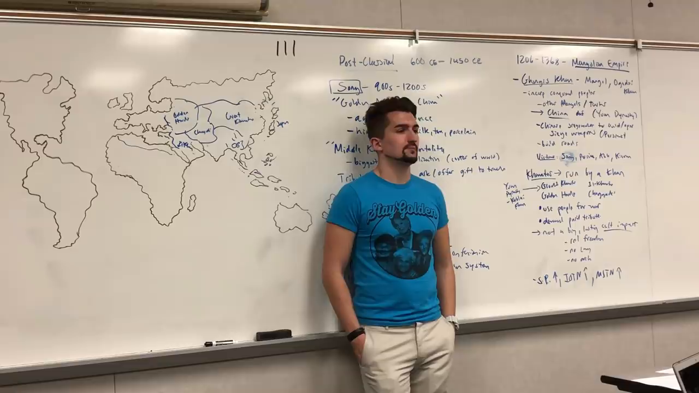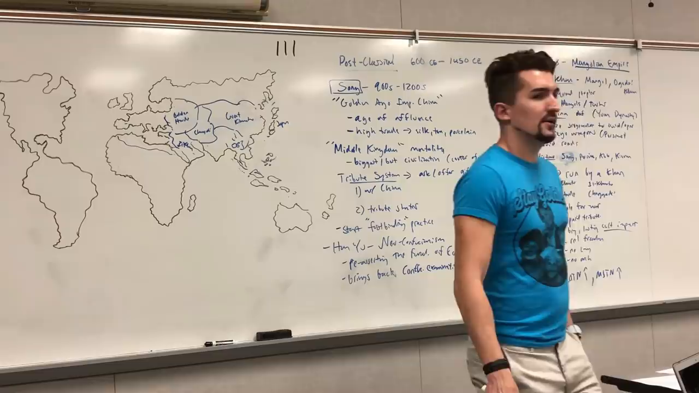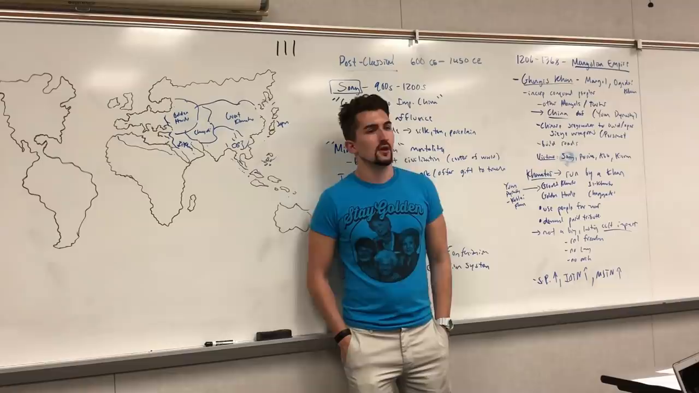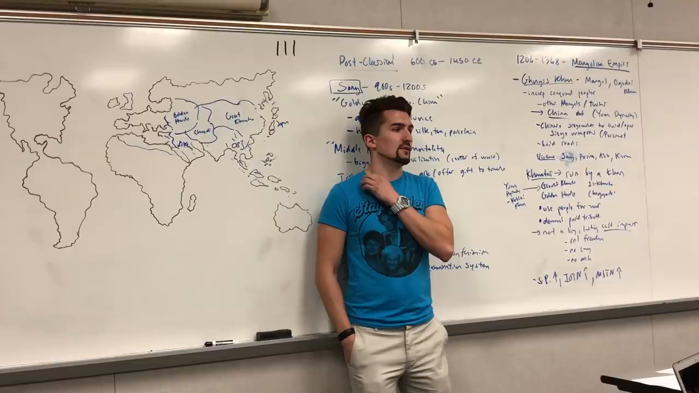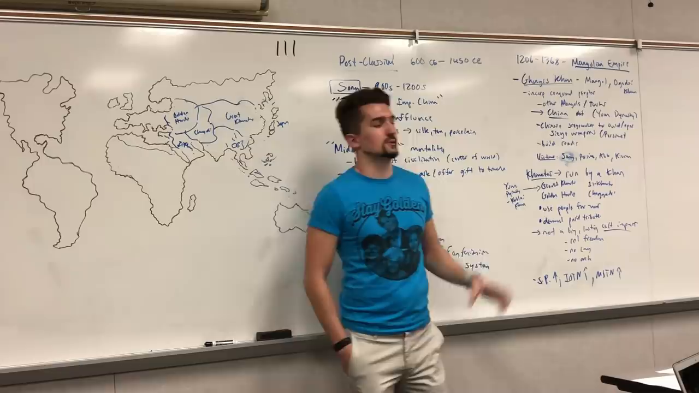All right. So, any questions about the Mongolian Empire? Who started it? Who continued after Genghis Khan? Okay. What was the dynasty in China when the Mongols took over? Yuan Dynasty. Who ran that? Kublai Khan. When the Mongolians took over, when they split it up, what did they split it up into? What type of government? Khanates.